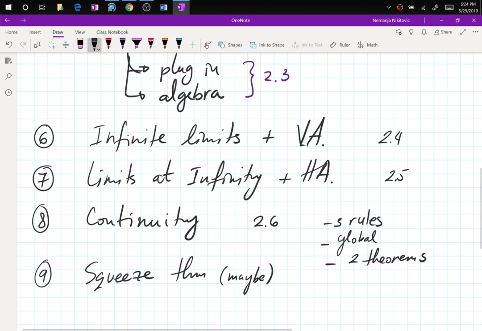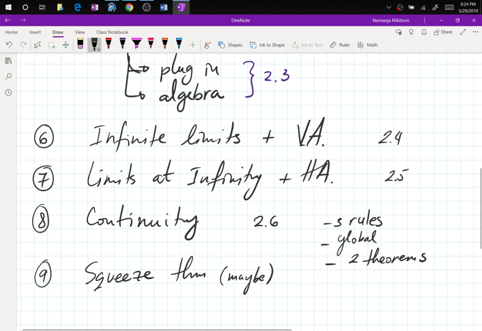The huge limit theorem, right? If the left and right limits are the same, the overall limit exists. If they are not the same, the limit doesn't exist. That was huge. 3 rules of continuity, right? Function value exists, limit exists, they are the same value. Again, that could be a question.